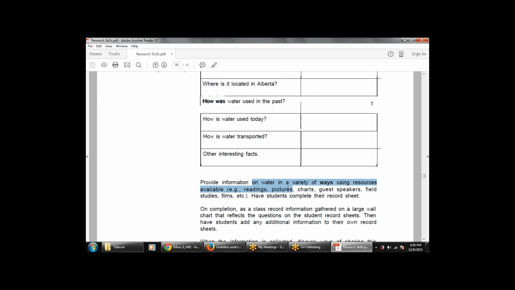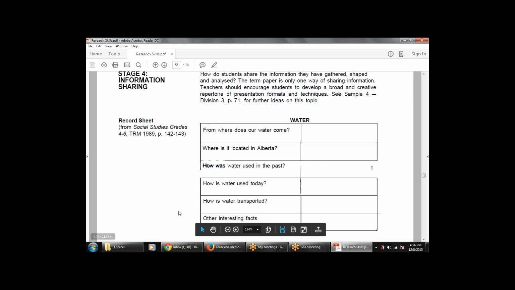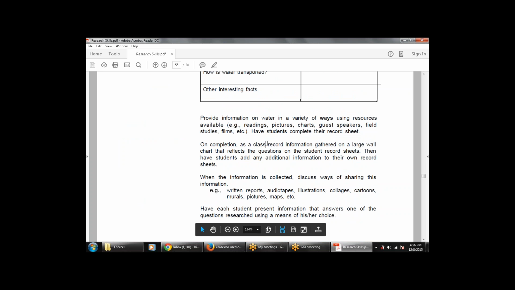It provides information on water in a variety of ways using the resources available, for example, reading, pictures, charts, guest lectures. Whatever information we have collected using the three stages, planning, then information retrieval, then information processing, that information will be fetched and brought together, then a record sheet is prepared for information sharing. On completion, as a class, record the information gathered on a large wall chart that will reflect the questions on the student record sheets. Then have students add any additional information to their own record sheets.